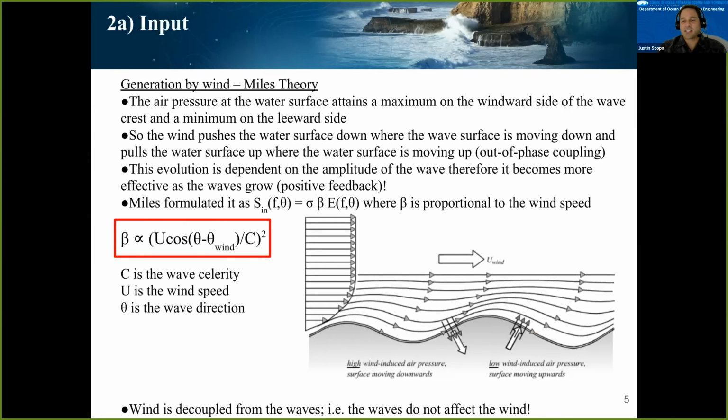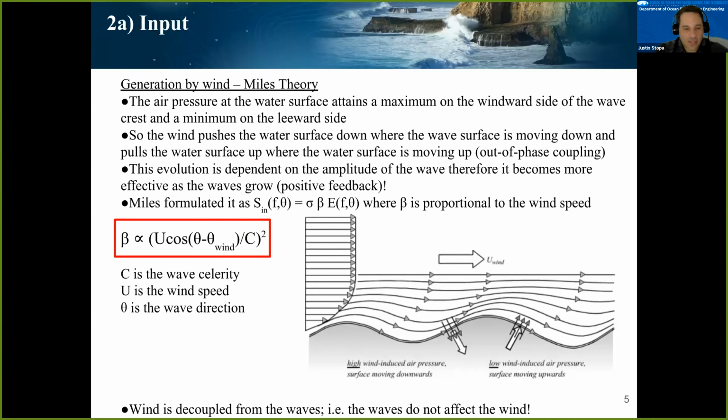And this is what we call a positive feedback loop. So what Miles did then was he formulated the process like this. He says the input term is equal to the angular frequency times our beta term, times our wave energy. And here beta is proportional to this term here, which is (U/C) squared. And we also have a cosine of the wave direction theta minus the wind direction theta wind. And what is important here is that we have (U/C) squared. This functional form, this parabola, has really stood the test of time, and this still shows up in the models that we use today. And there have also been a number of observations that support the use of this functional form.